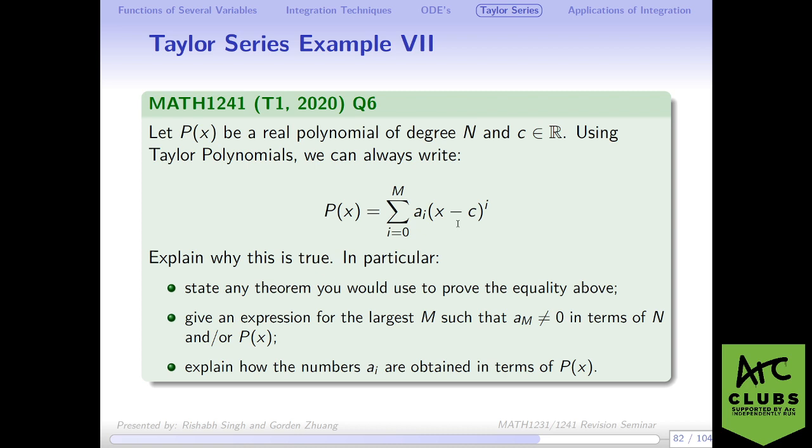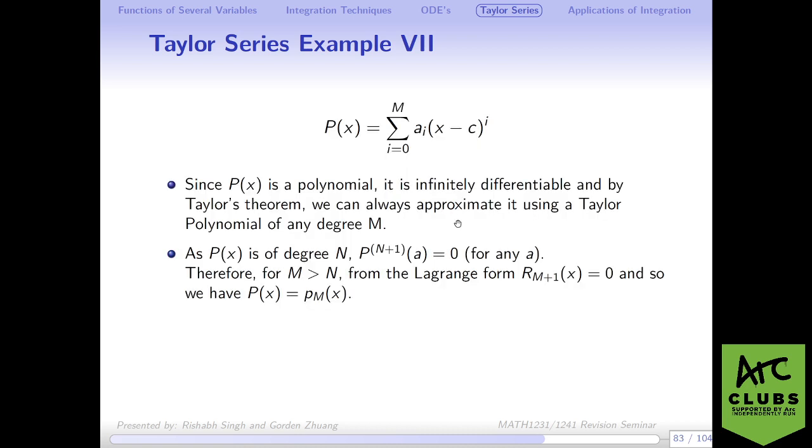So firstly, we'll use Taylor's theorem, right? So we know that P is a polynomial, which means it's infinitely differentiable, because if we keep differentiating it, eventually we'll get a constant, and then if we differentiate that again, we'll get 0. However, just because it's 0 doesn't mean we can't keep differentiating it. So it will always have continuous derivatives up to any power, which means we can always approximate it using a Taylor polynomial.